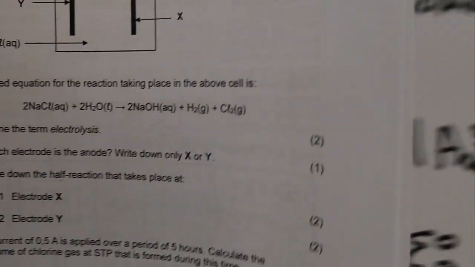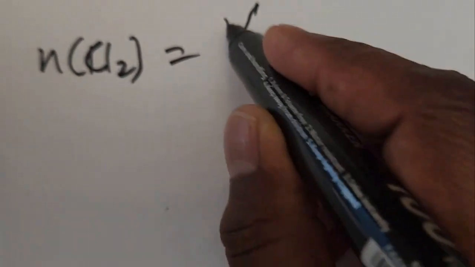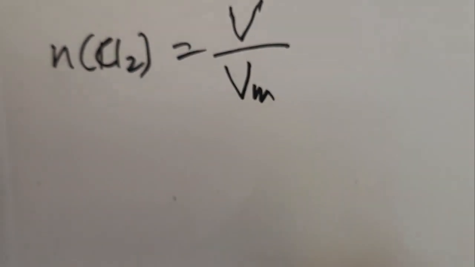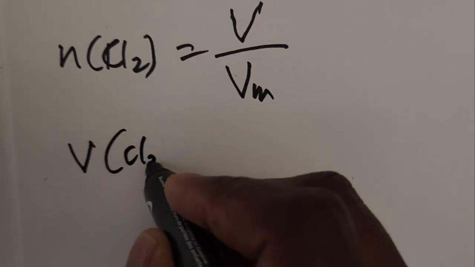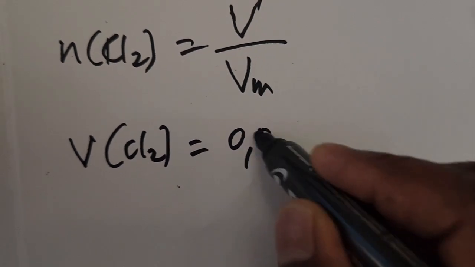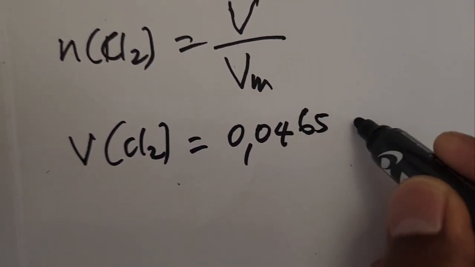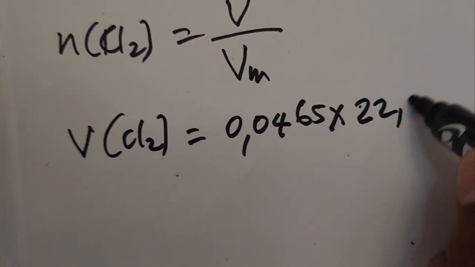We go back now to the mole stuff to say, if I know moles, I can always calculate. In this case, what will be the case? To say, now the number of mole of chlorine gas will be the same as the volume of that chlorine gas divided by the molar volume. So the volume of chlorine gas now will be 0.0465 multiplied by the molar volume, which is 22.4.